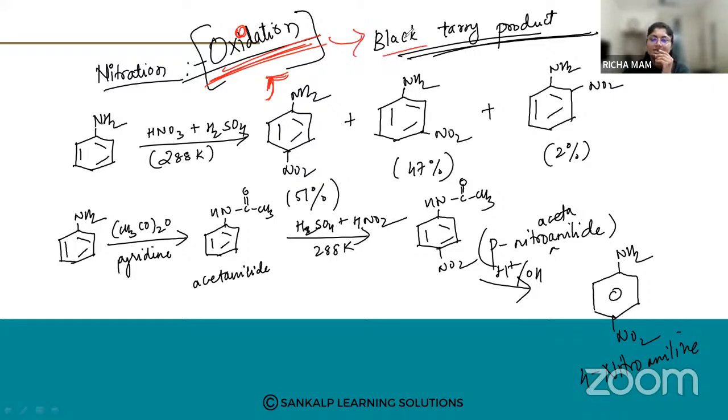Because the NH2 group is a highly activating group, we are going to protect this NH2 group. How? First, by doing acetylation, we protect it and convert it into acetanilide. Then we are going to do nitration. The same way we did halogenation, we are going to do nitration. Is it clear? Both halogenation, that is bromination, and nitration, so two electrophilic substitution reactions we have seen. Is it clear up to here?